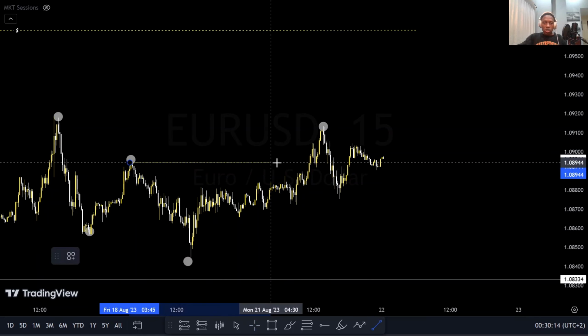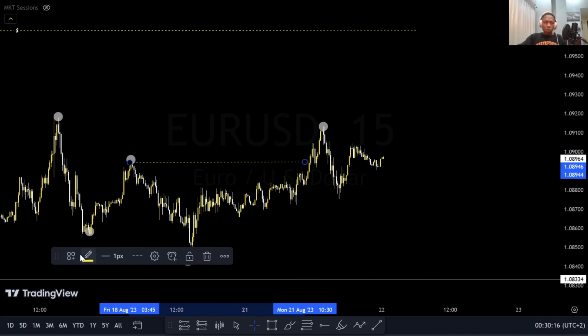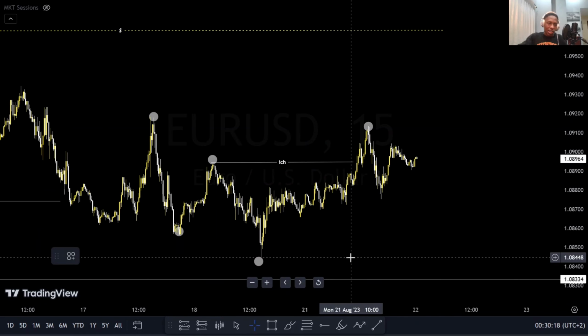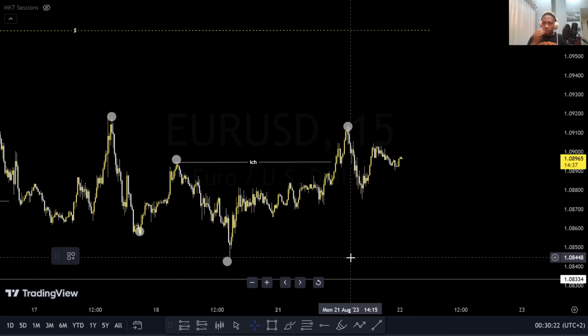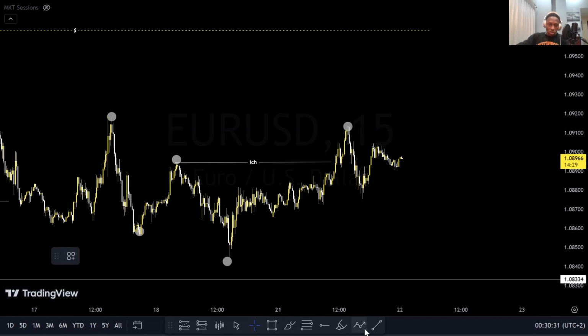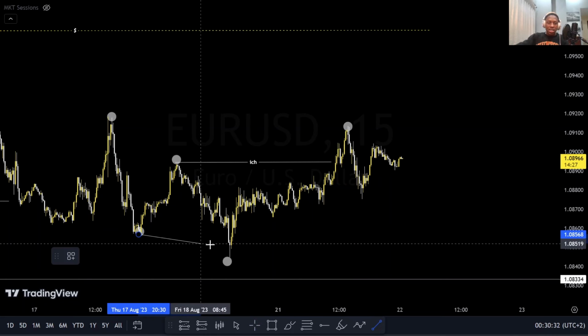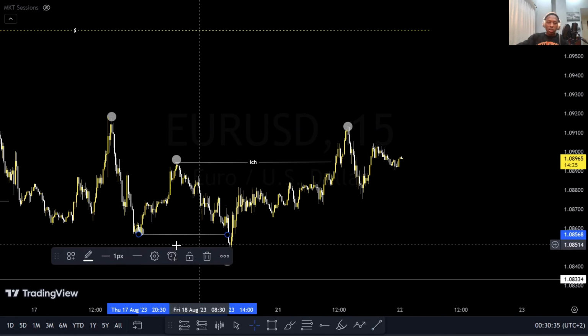So now we can even mark out the structure. This is a change of character. We could even call it an internal change of character because it happened on the lower time frame. This is where you need to understand, like 15 minutes, as much as it is for entry, it doesn't hold as much value as the higher time frames, you know what I mean? So this is the internal change of character. Then you could call this a purge of liquidity as well.